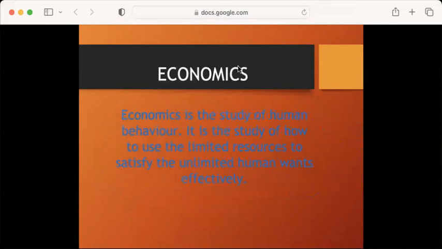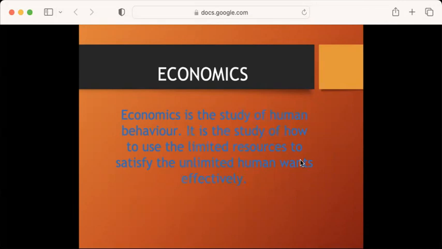And here we have the definition of economics. So from the previous slide, where we learned about different economic concepts, that is, unlimited wants, limited resources, choices, and opportunity cost, what we conclude is that economics is a study of human behavior. It's a subject which is learning about human behavior. And when we learn about human behavior, we realize that humans have unlimited human wants.